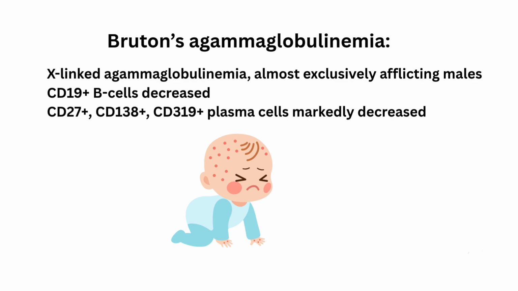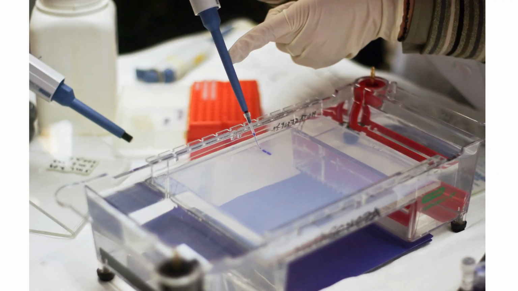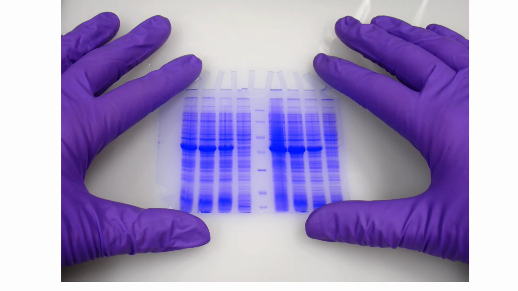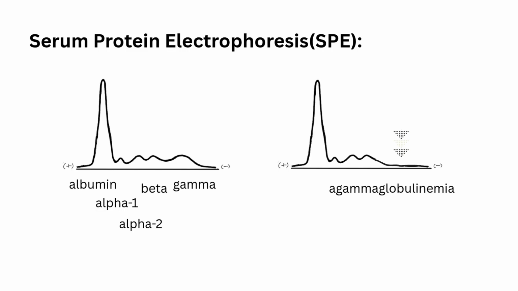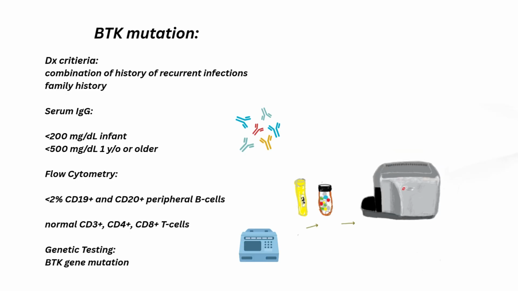And as you can predict, there is a severe lack of CD19 positive B cells, and plasma cells are also decreased. Older tests, such as serum protein electrophoresis and immunofixation, may be helpful to screen and detect agammaglobulinemia. Modern diagnostic testing includes flow cytometry and molecular genetic testing.